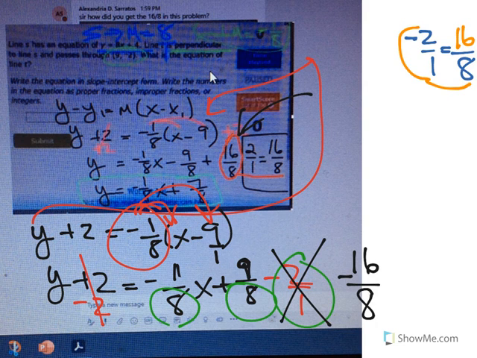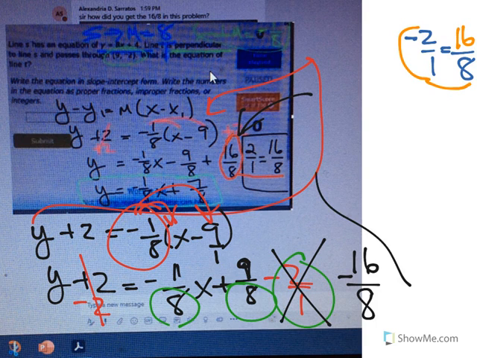9 minus 16 would be 7. Okay, but 16 is more negative, or it's bigger, so we'll take the negative sign.